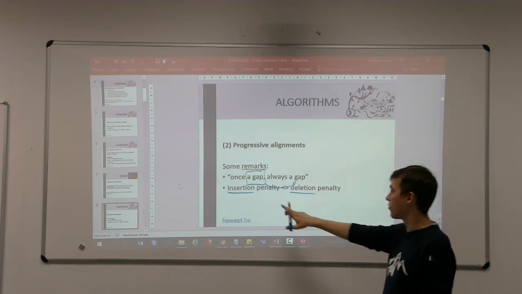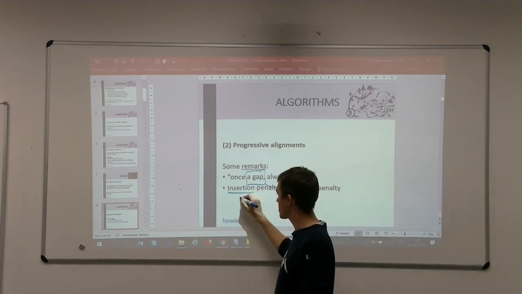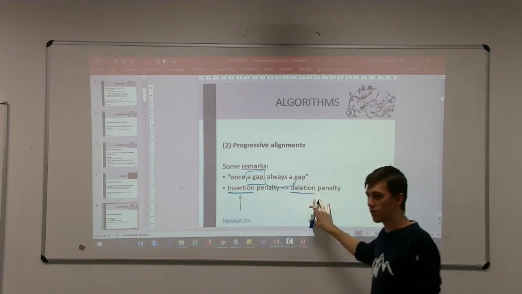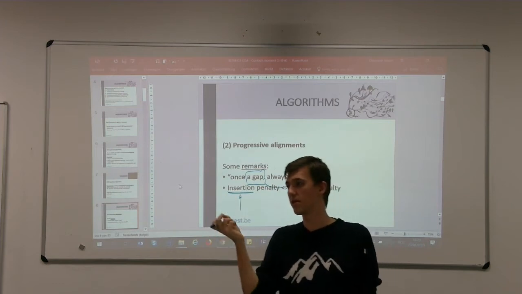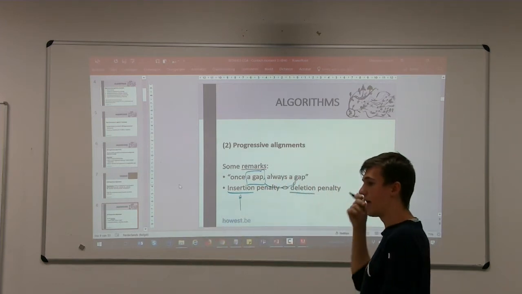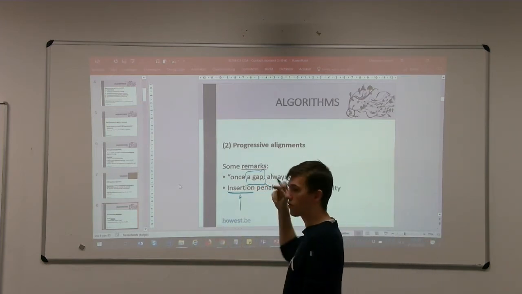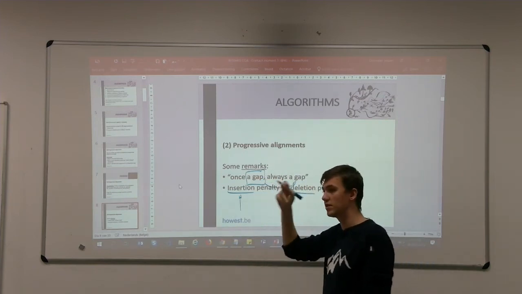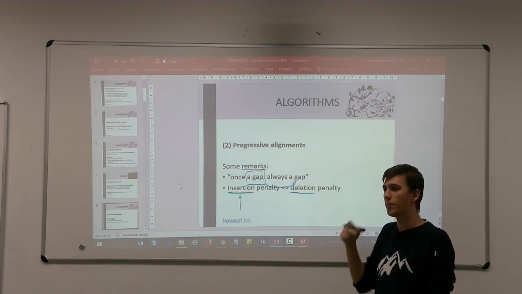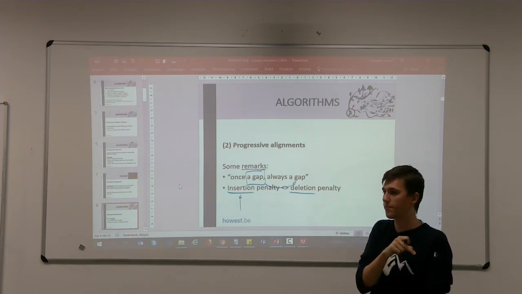It's correct. A wrong insertion is worse than a wrong deletion. Because once you have a wrong insertion, you will see the insertion in your multiple sequence alignment. And if we align a next sequence in our progressive alignment method, every time that we meet that insertion, we need to provide a deletion to compensate for the wrong insertion.